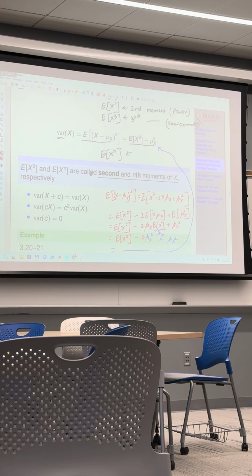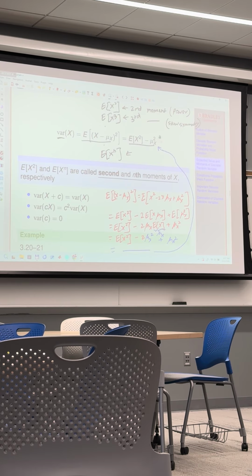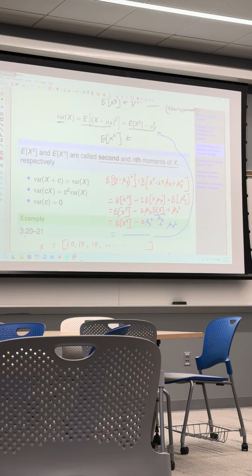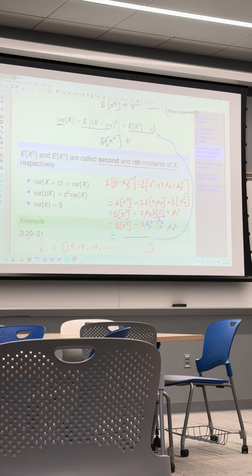If I ask you to find the variance of random variables, you can directly use this formula. There are some related examples in the textbook. Please practice those examples. And I actually put these examples as part of the homework as well.